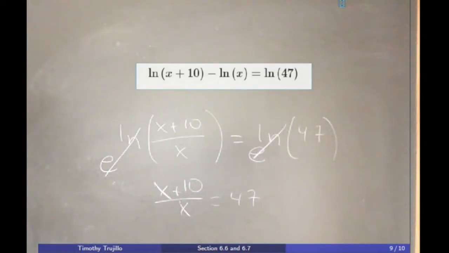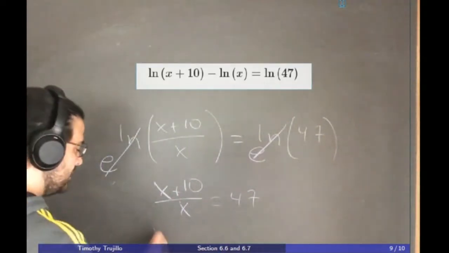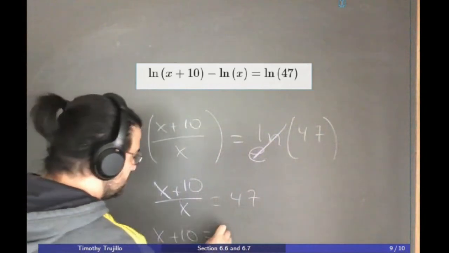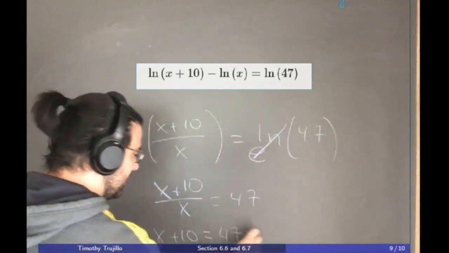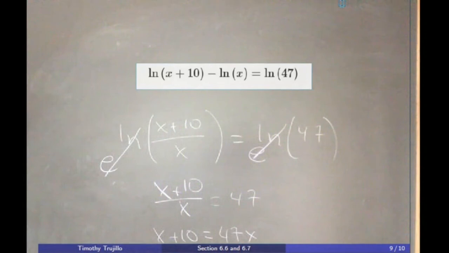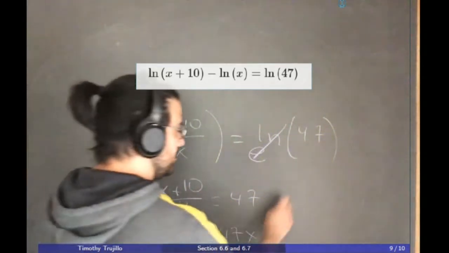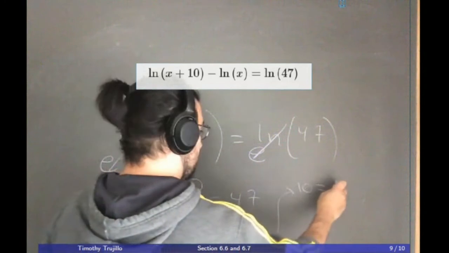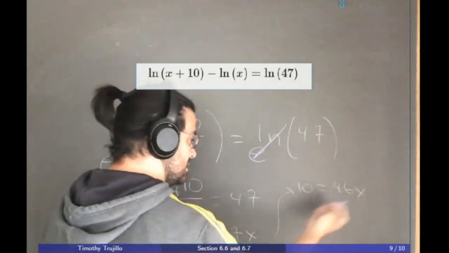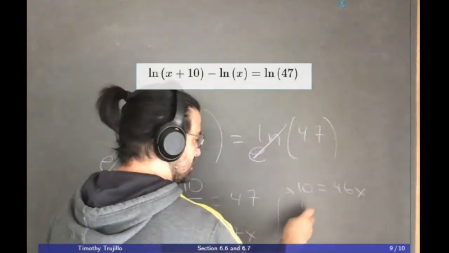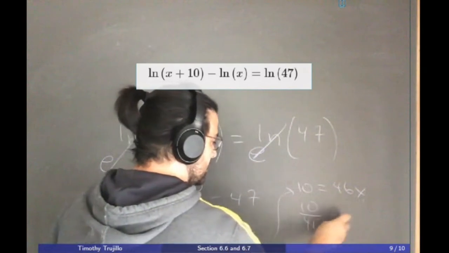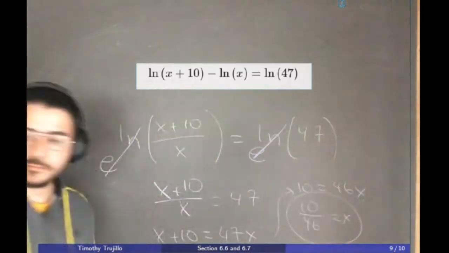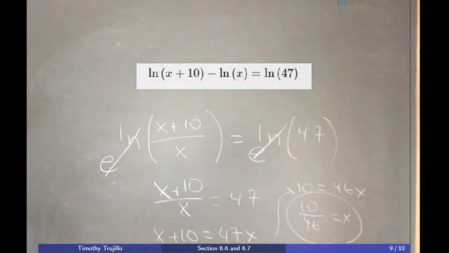Okay, so here you'll move the x to the other side. x plus 10 is equal to 47x. And then you want to get the x on its own, so we'll subtract this x to the other side, and we get 10 is equal to 46x. And then divide by x. Or, I'm sorry, divide by 46. You get 10 over 46 is equal to x. And that's the same thing as 5 over 23, if you're simplifying it.